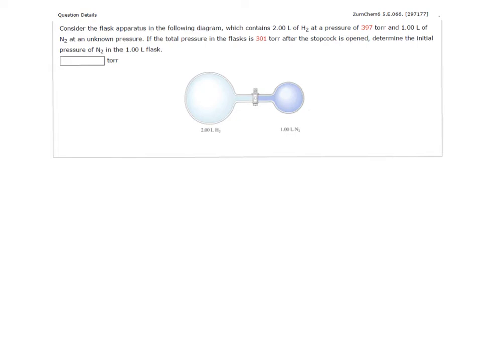In this problem, we're given a volume and a pressure of a gas in a container before a stopcock is opened, and just a volume of the other gas. But they do give us the total pressure once the stopcock is opened and the gases have mixed. They tell us that total pressure is 301 torr, and before the stopcock is opened, the hydrogen has a volume of 2 liters and a pressure of 397 torr.